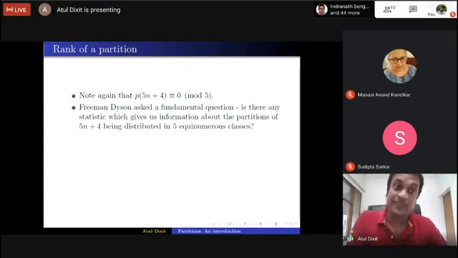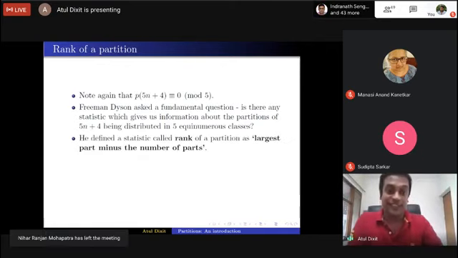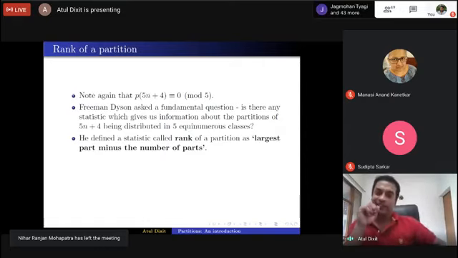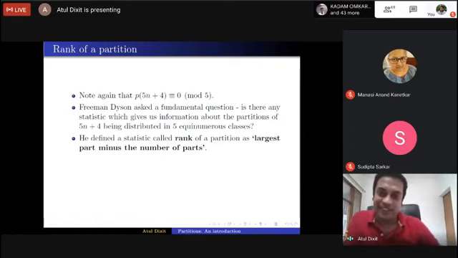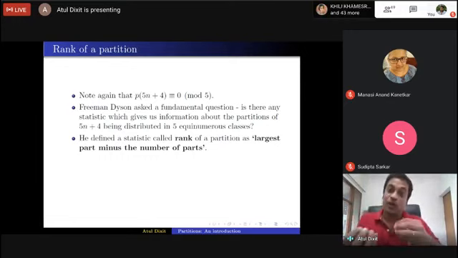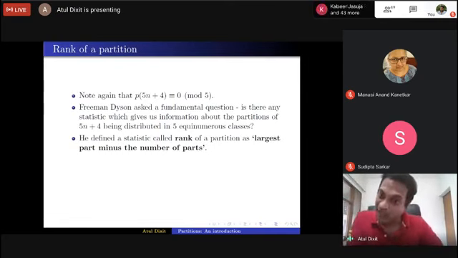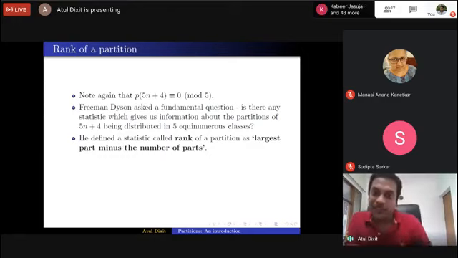And he did find this statistic. This statistic is called the rank of a partition. And it has a somewhat unusual definition, because on one side you are considering the largest part and then minus the number of parts. So the largest part is counting, and how many parts you have is also counting towards the definition. So the rank of a partition, Dyson defined as the largest part minus the number of parts.